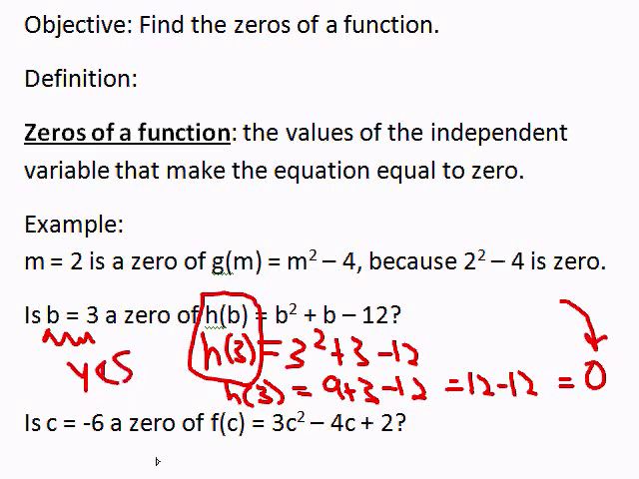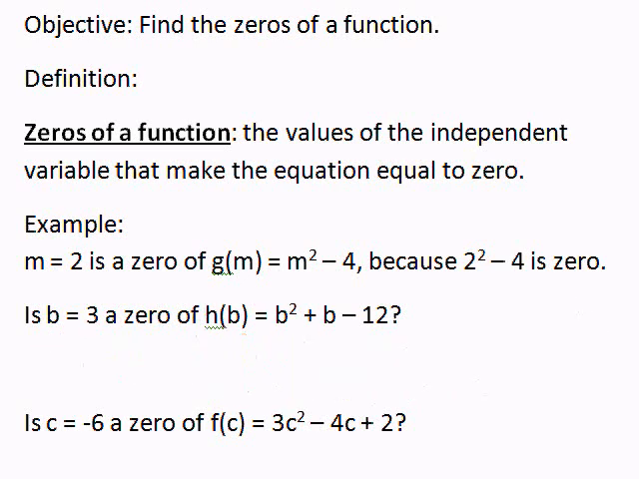So go ahead on your own, try to see if c equals negative 6 is a zero of f of c equals 3c squared minus 4c plus 2. Pause the video, press play when you're ready to see the answer.